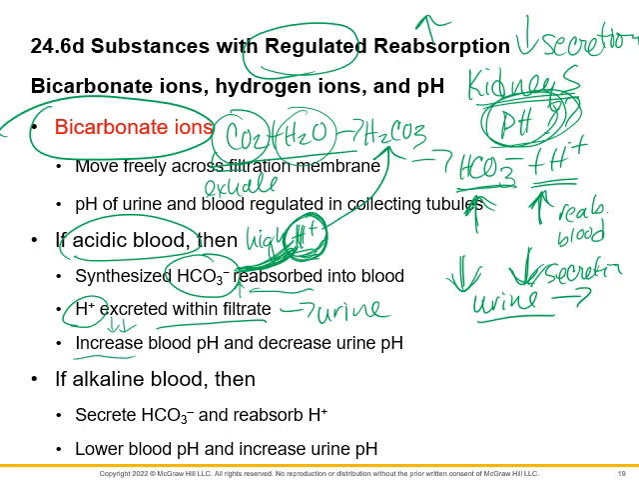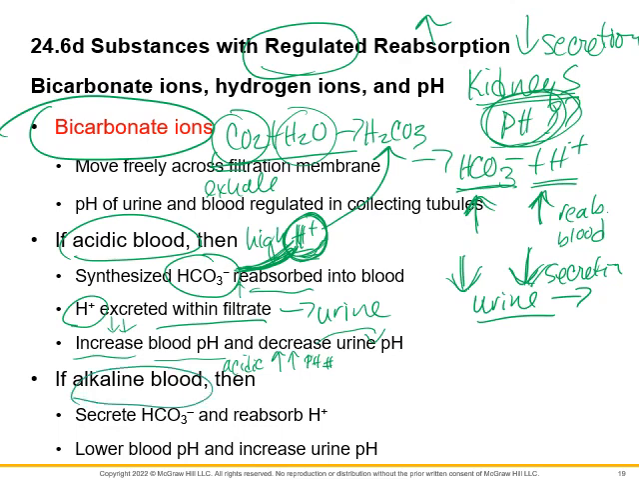This is going to cause an increase in blood pH. So your blood was acidic. Your blood is going to increase in pH number. The number is going to go up, and your blood's going to be less acidic. This is also going to decrease the urine pH.